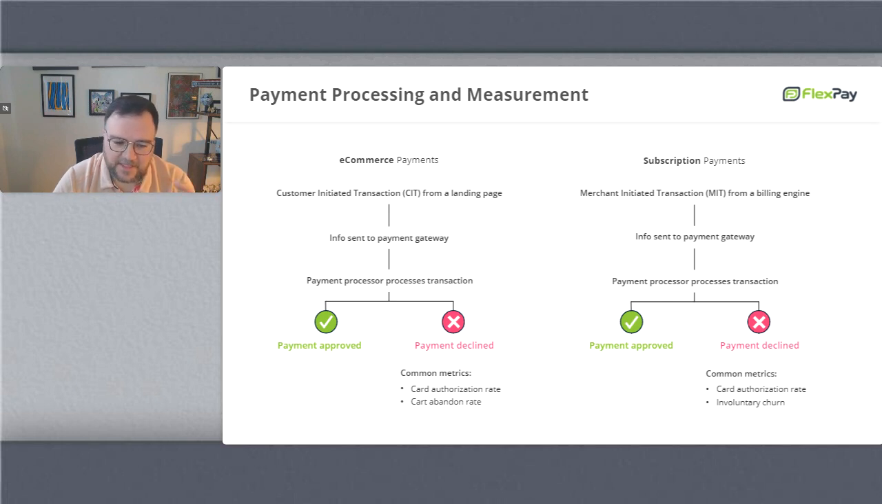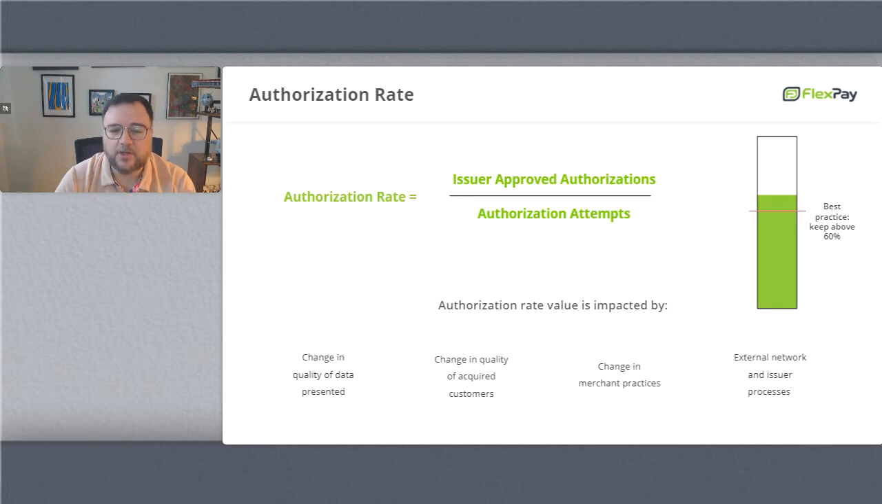So, as I was saying, you have some pretty basic metrics you're going to be looking at, and methodologies to calculate that. I'm going to talk with you a little bit about an authorization rate. This is the transactions being approved divided by the transactions that you are attempting.